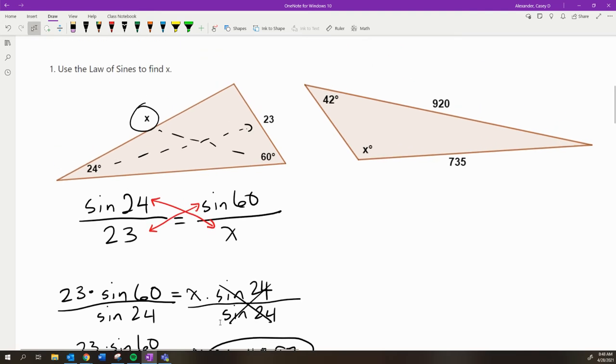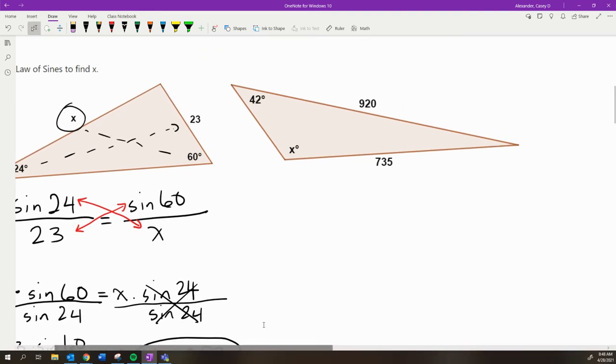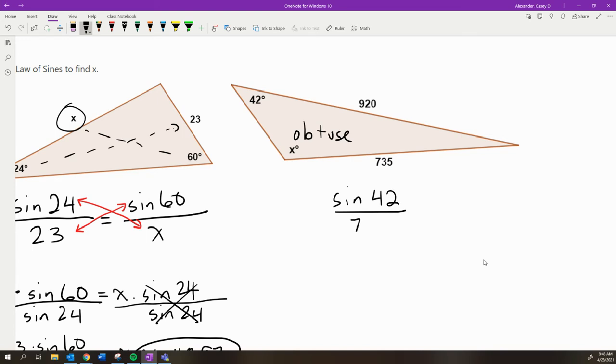Now, the second problem here with the law of sines, this one involves finding a missing angle. And note that this angle is an obtuse angle. But we still set it up the same way. So we would say the sine of an angle, so in this case 42 degrees, divided by 735, that's the side that's opposite, is equal to the sine of the angle I'm looking for divided by its opposite side, which is 920.